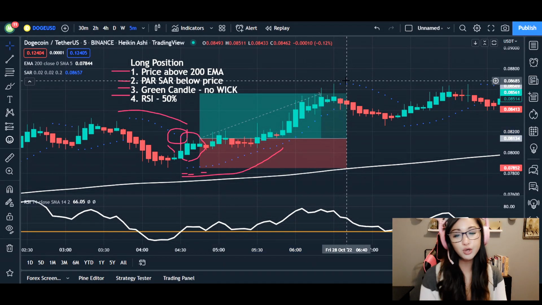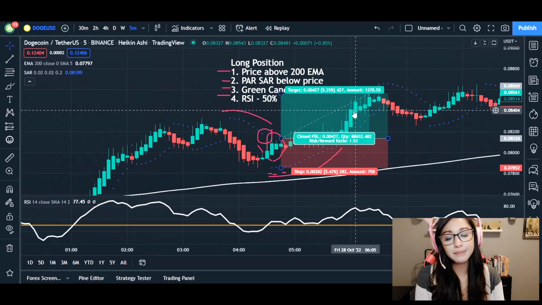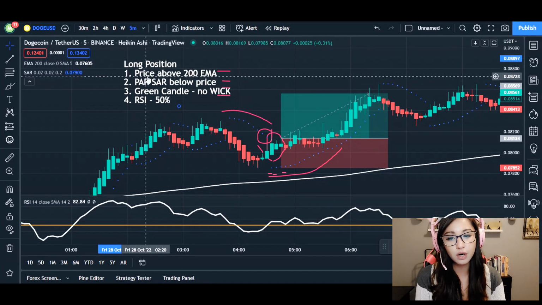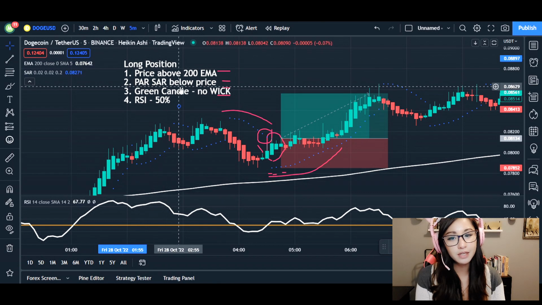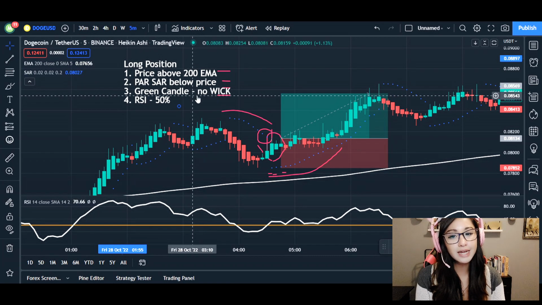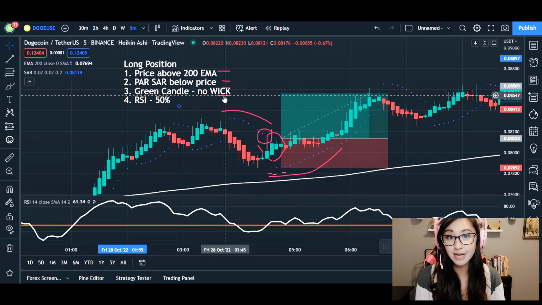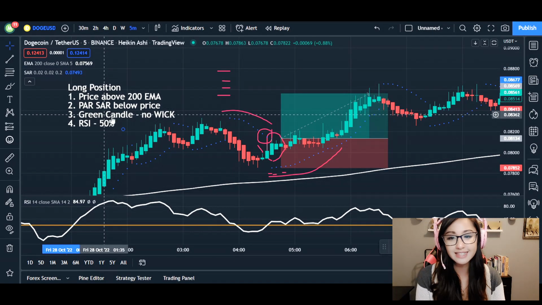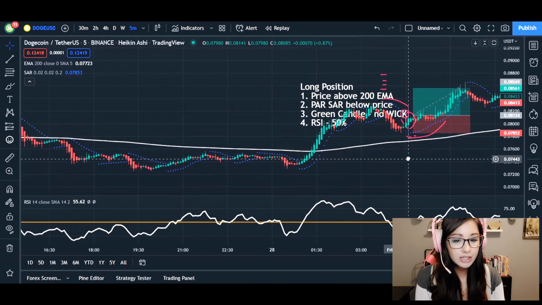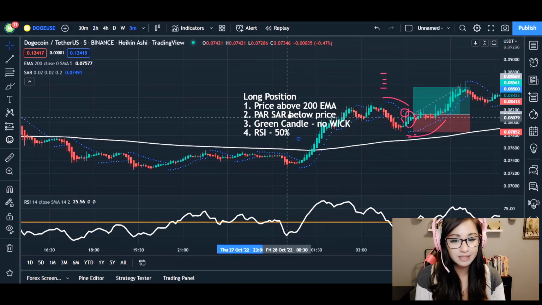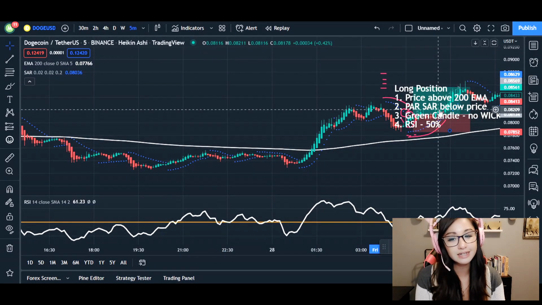Now I'm going to show you what would happen if you were to go for price above 200 EMA, the Parabolic SAR is below the price, the green candle has no wick, but the RSI was below 50. This is something that happens when you're eager to get into the markets, but it just doesn't work the way that you want it to.